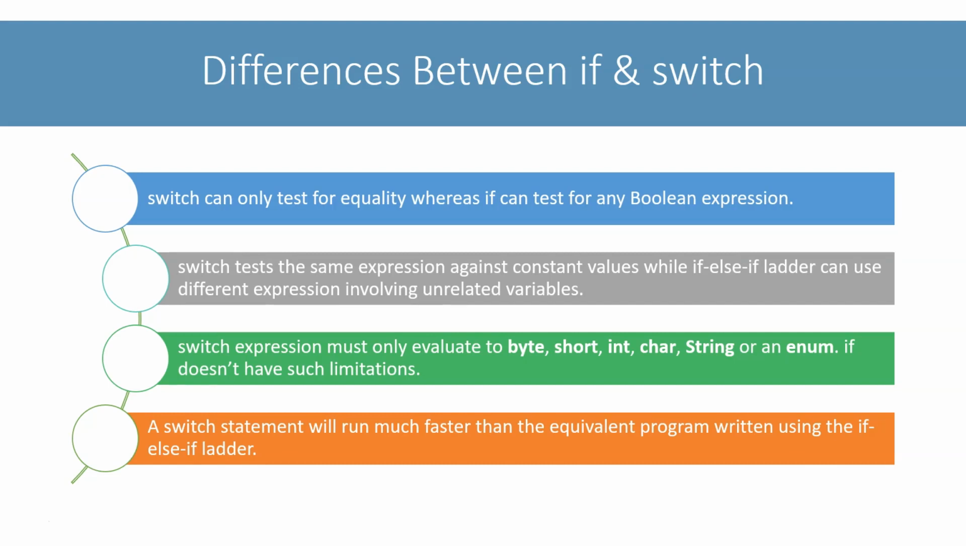It is about performance. If you need to select from a very large group of values, a switch statement will run much faster than the equivalent program written using the if-else-if ladder. By putting all these constraints on switch, the compiler performs some very cool optimizations, making it faster than if-else. Now, compiler optimization is an advanced topic, so I will leave it at this for this course.